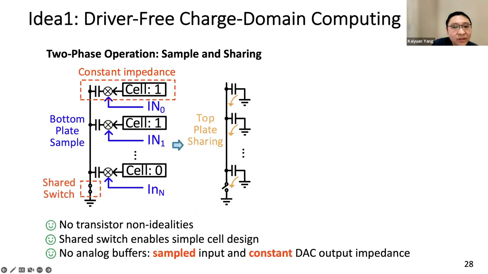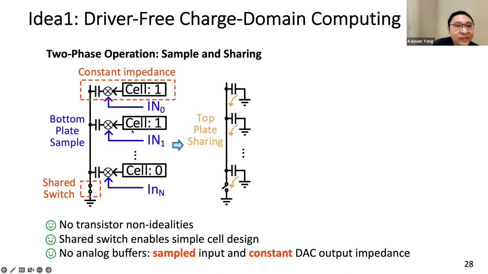So the first idea to make this happen is the driver-free charge domain computing scheme. The key thing here is we want to get rid of the input driver that we see in previous work, because it takes around 60% of the energy. To get rid of that, we have to sample the input on this capacitor. But the reason previous work cannot do the sampling is that they don't provide a constant impedance at this node, so you have to use an analog voltage driver to drive this node instead of a current-based input driver. A current input driver can be much simpler and much more energy efficient.